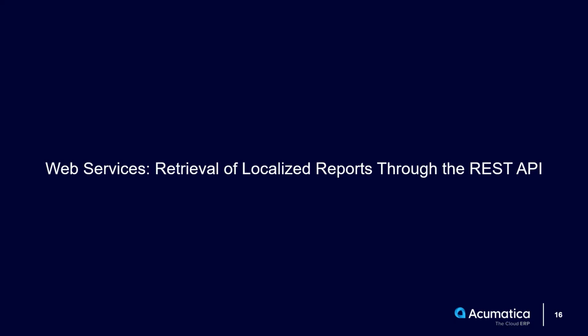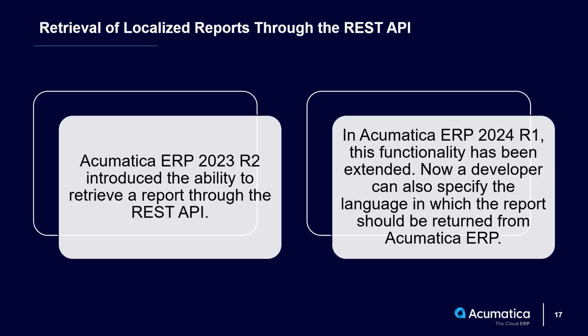Now let's move on to the last topic in our web services section, that is retrieval of localized reports through the REST API. In 2023 R2, we introduced the ability to retrieve a report through REST API. This feature is now enhanced, and in 2024 R1, we can also retrieve localized reports. That is, you can retrieve reports in other languages specified in the system. Now let's see how to do this.